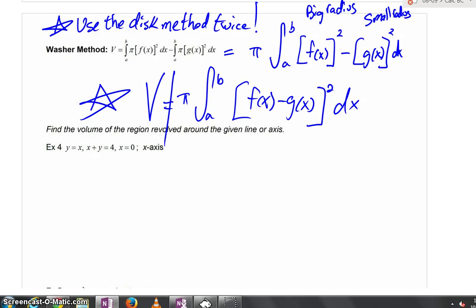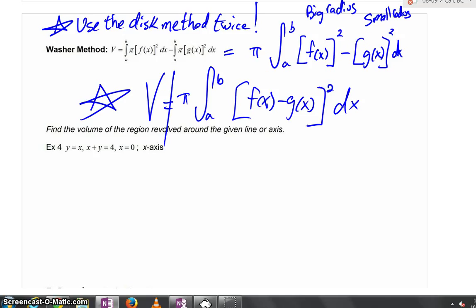The biggest mistake kids make, and I put a big star, the volume is never (F minus G) quantity squared. That would not be the subtracting of the volume. And if you work that out, you'll get some bizarre answers. Make sure you do two separate disk methods: pi big radius squared, minus pi little radius squared. And if you remember that, you'll be in very good shape.